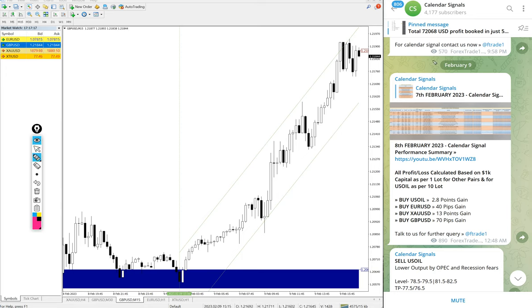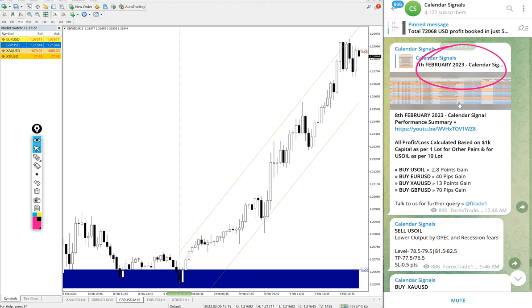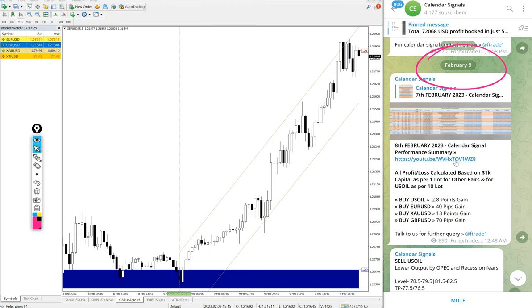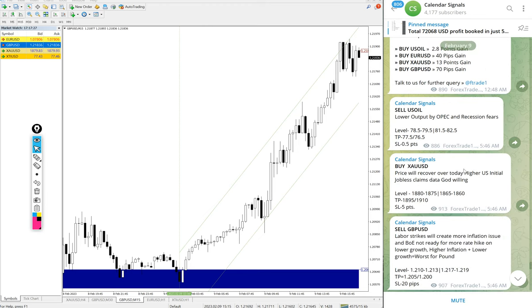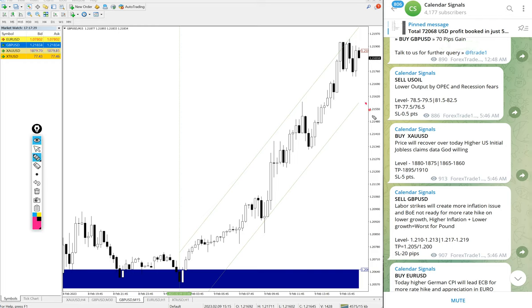Today's date is 9th of February 2023. The same you can see on our Telegram channel, the date pop up. And today we gave sell US oil, buy gold, sell GBPUSD and sell EURUSD.